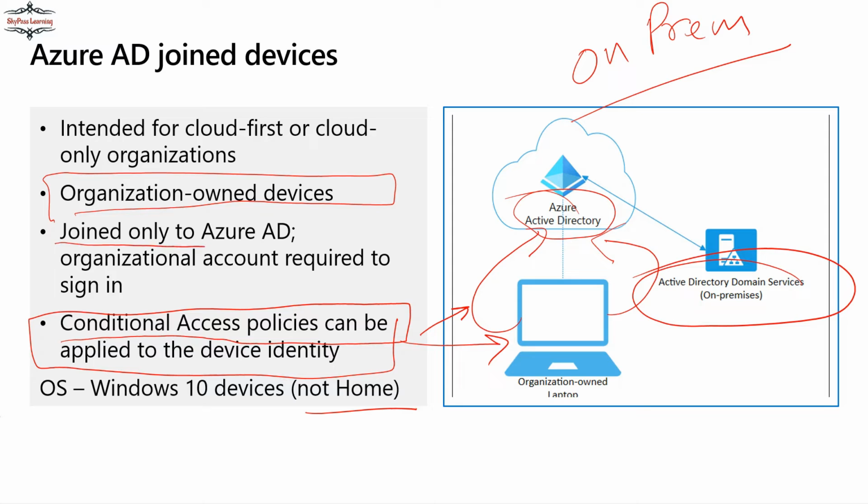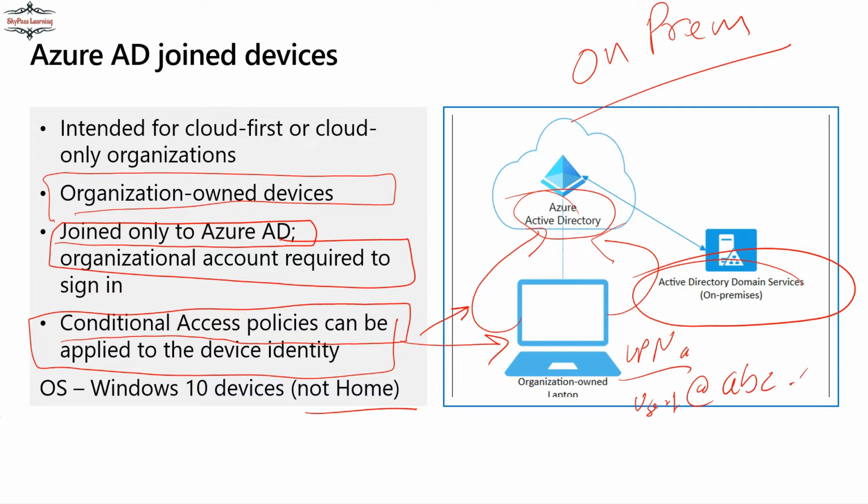Here you can join the device to Azure AD, and the organizational account is required to sign in. That is your domain UPN name, that is the username, for example user1@abc.com. In similar ways you can sign in to the cloud-hosted device, or joined device.